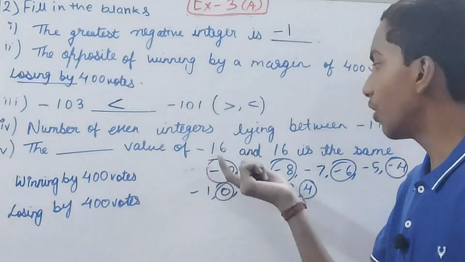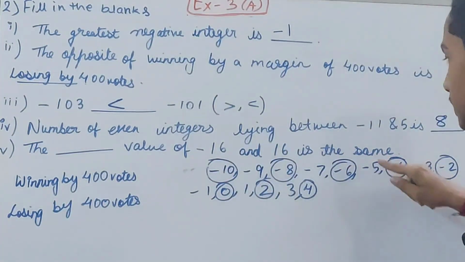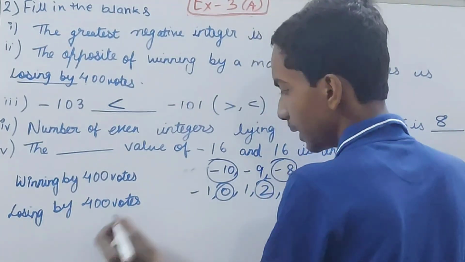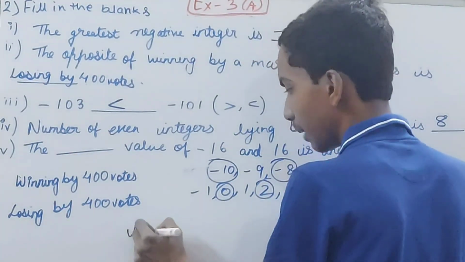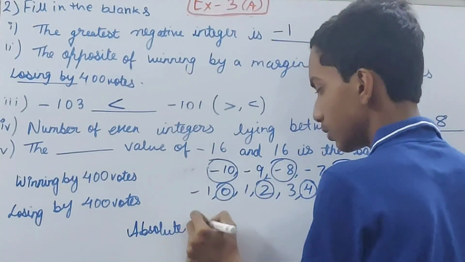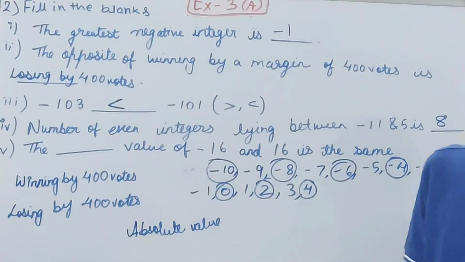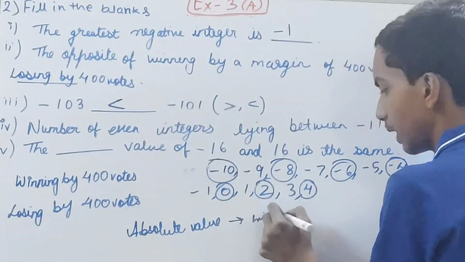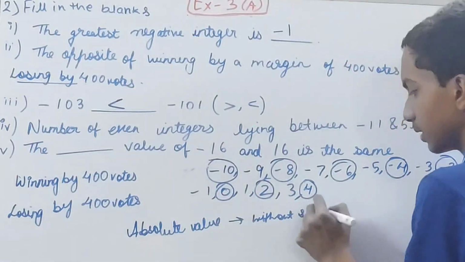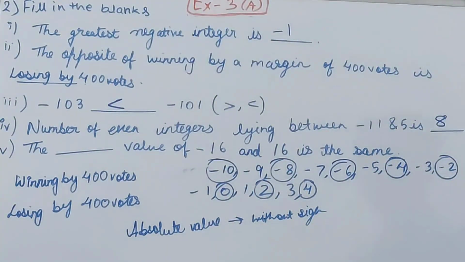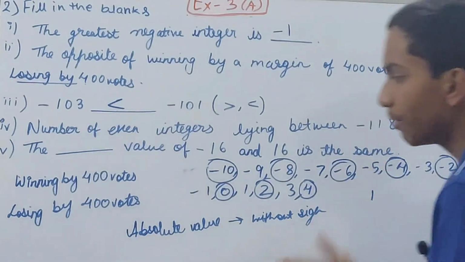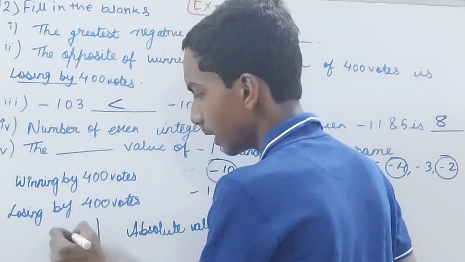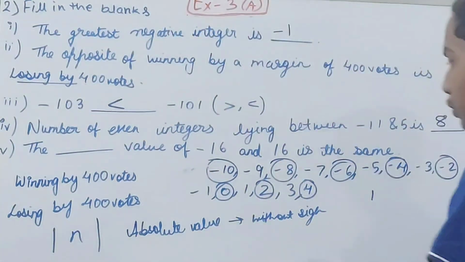The absolute value of minus 16 and 16 is the same. What's the value? See, we have studied about absolute value. Absolute value of any number is the number without the sign. Any number whichever we have, it is without the sign in its absolute value. Whenever you have to write any number in absolute value, you use these two lines, and within this you write your number n, whatever it is. Okay, so this is how you do it.